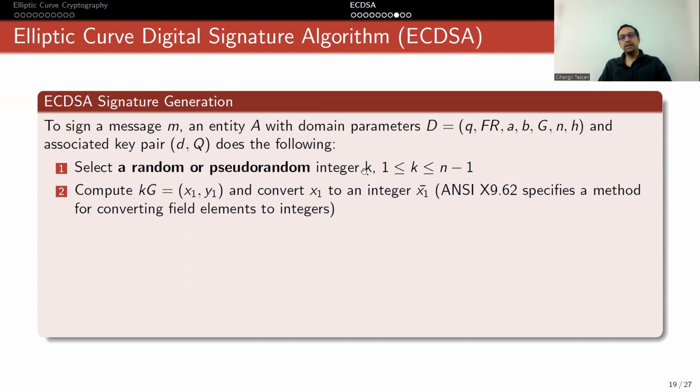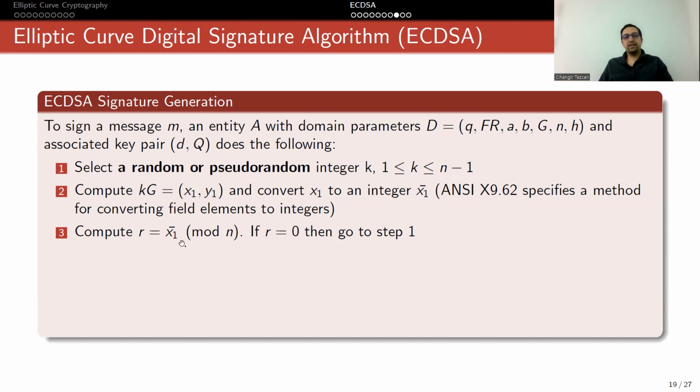So we said that you choose a random K, then you compute KG. Again, this is an elliptic curve operation. You are adding G to itself K many times. This is the main difference between the digital signature algorithm and the elliptic curve digital signature algorithm. So you convert the coordinate x1 to an integer, x1 bar. This documentation shows you how you convert the field element to an integer and come back, okay? And it is kind of simple.